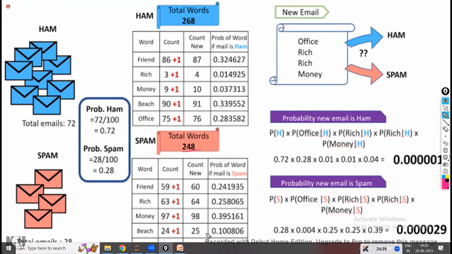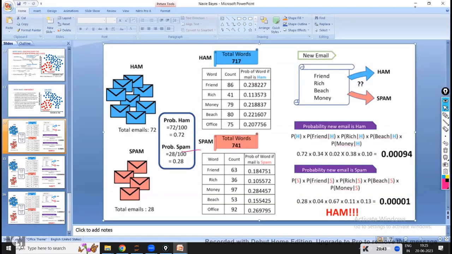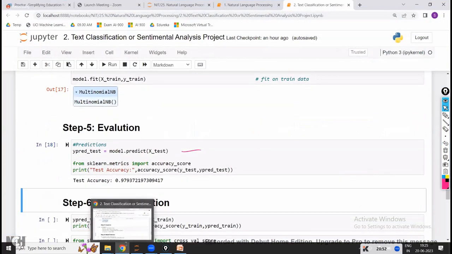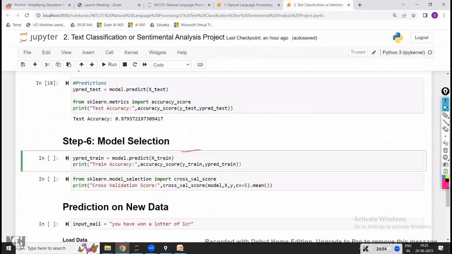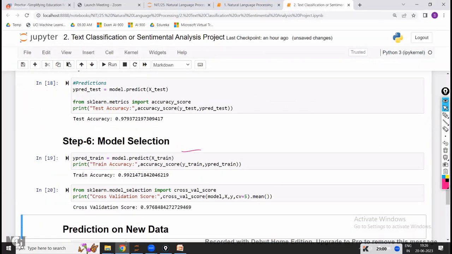Okay, is that clear, guys? So in this way, we are going to work on the spam data. Now, sir, you have created the model, everything was done. Whether it is a good model or a bad model, again, you are going to check with respect to train accuracy and cross-validation score. No difference, whatever we have done earlier, the same thing.